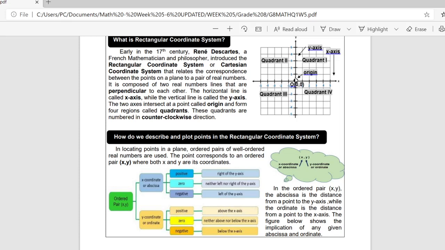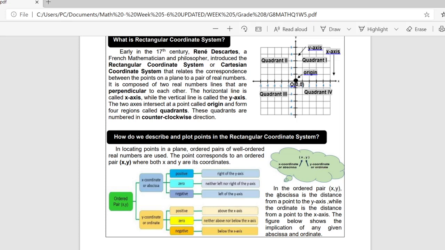So your ordinates are positive if they are above. This is your x-axis. So your ordinate is positive if it is above the x-axis. Your ordinate is 0 if it is neither above nor below. Then your ordinate is negative if it is below the x-axis. So we have here, again, your x-coordinate is called the abscissa. Your y-coordinate is called the ordinate.